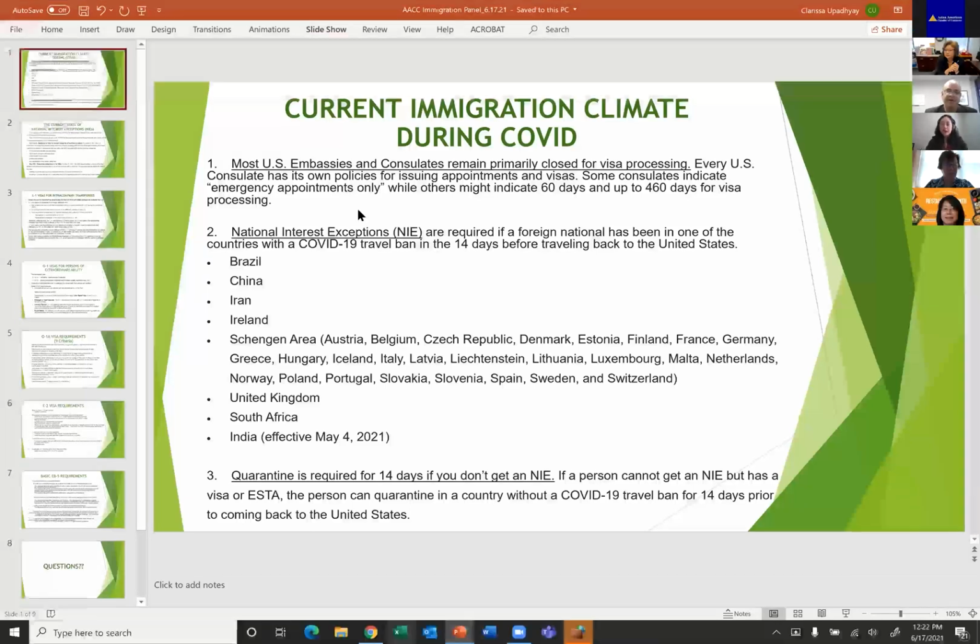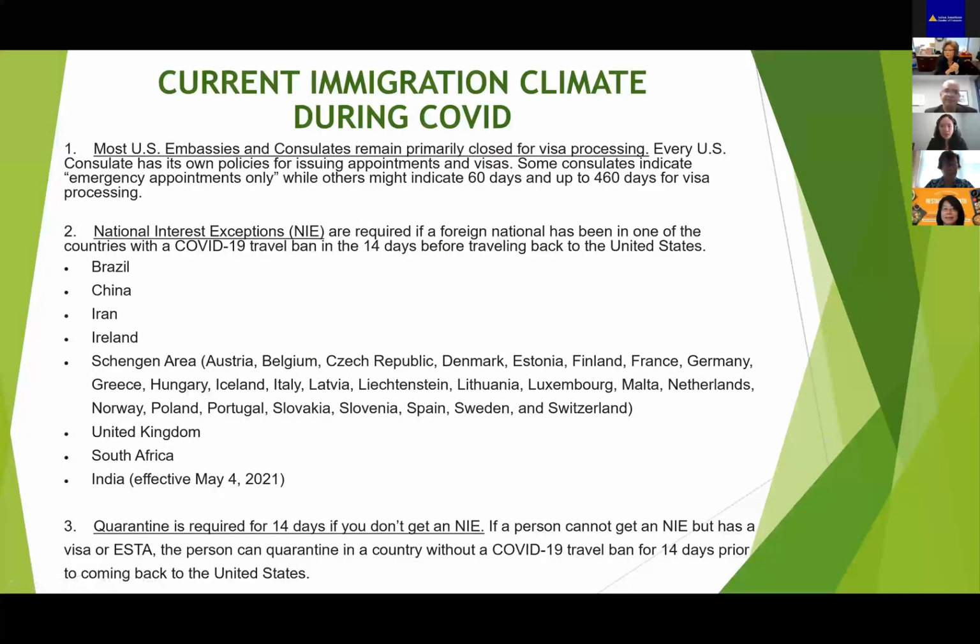Okay. So what is the current immigration climate during the pandemic? As summer is just around the corner, we have more and more people that are getting vaccinated. People want to travel again, but there are still many barriers to foreign nationals, and foreign nationals being those that are not US citizens or legal permanent residents, those that hold green cards in the United States. Foreign nationals are eager to travel abroad and to the United States, but there are still those barriers in place. And I'll discuss three main ones today.